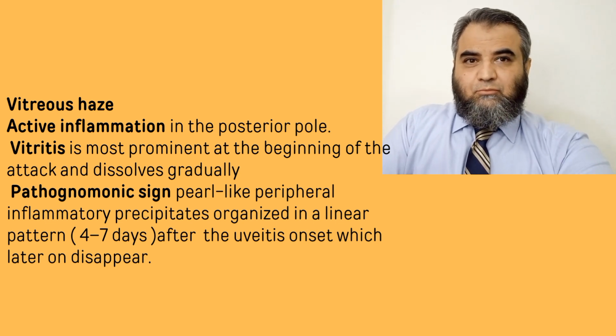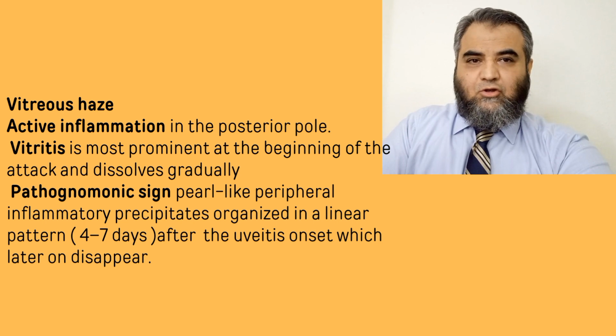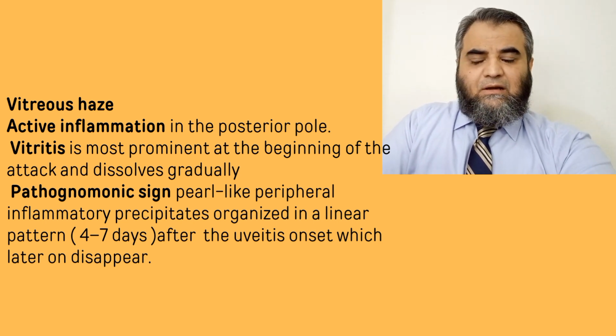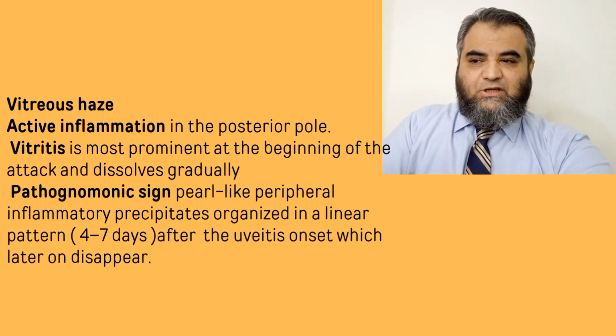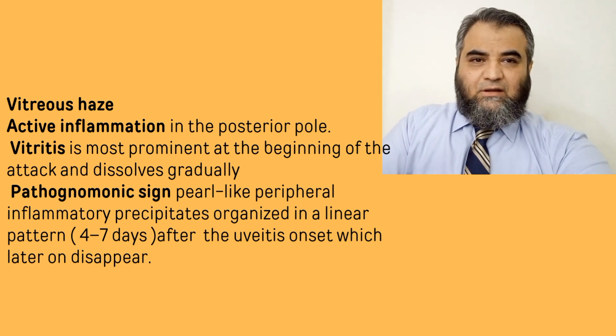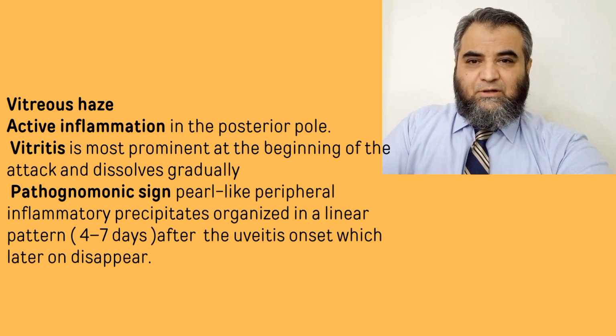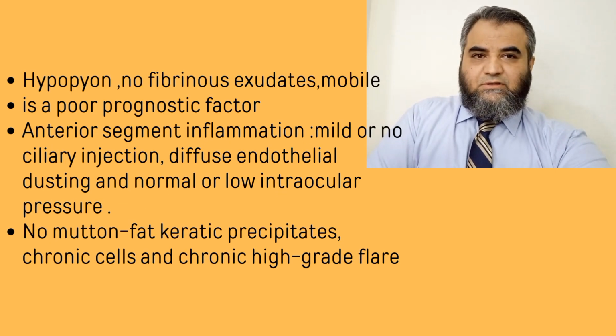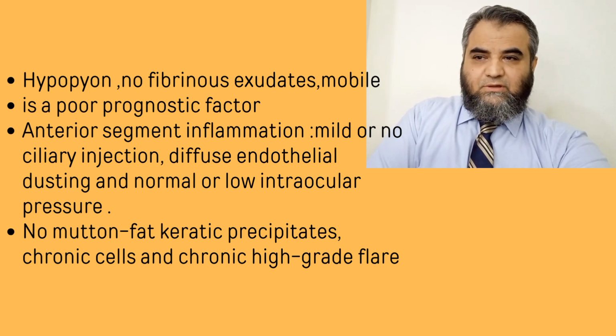Vitritis is usually most prominent during the initial attacks and dissolves gradually. Its pathognomonic sign is that pearl-like peripheral inflammatory precipitates are organized in a linear pattern. Yes, pearl-like peripheral inflammatory precipitates are present in a linear pattern 4 to 7 days after the initial attack of uveitis, which later on disappear. This is pathognomonic of this disease. Hypopyon: there is no fibrinous reaction, so this is a mobile hypopyon. It changes its location, and is a poor prognostic factor.